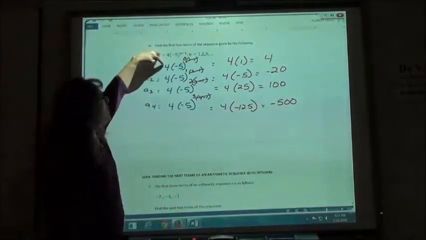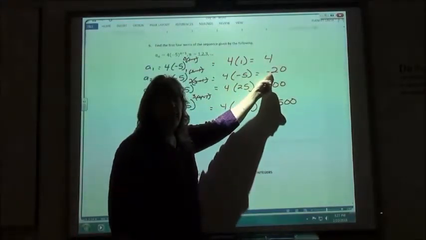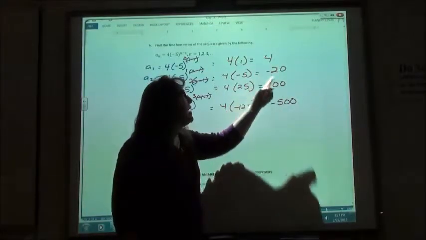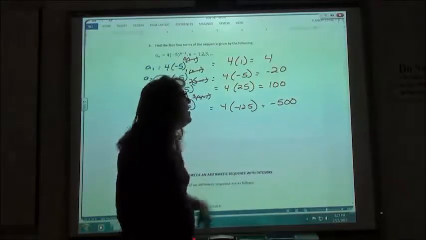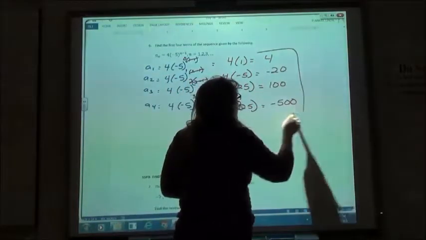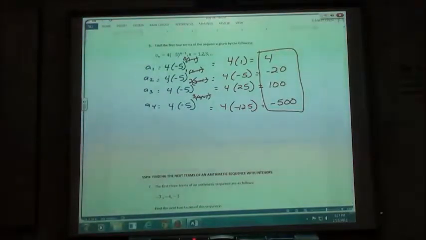So again, our starting value was 4. We took it times a negative 5, which gave us negative 20. Negative 20 times negative 5 is a positive 100. 100 times negative 5, negative 500. So each time there we multiplied by a negative 5, and so our signs changed when we multiplied.